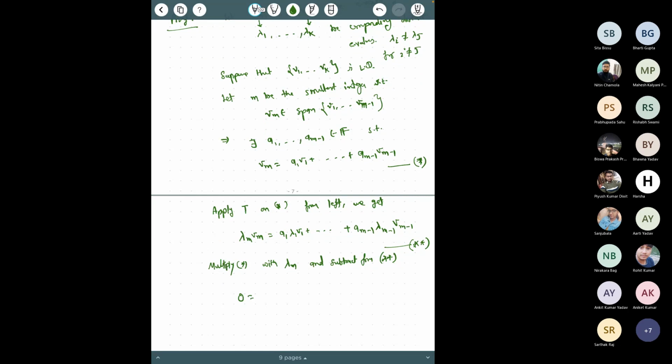So what does it mean? Since v1 to vm minus 1 are linearly independent, all the coefficients must be 0.